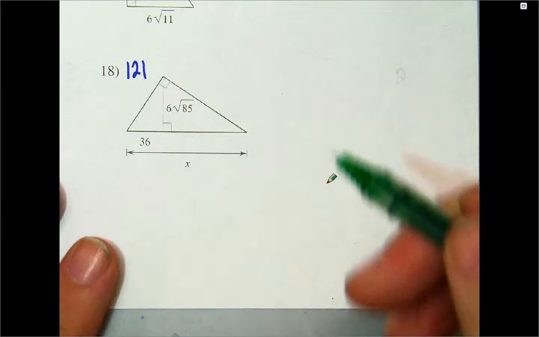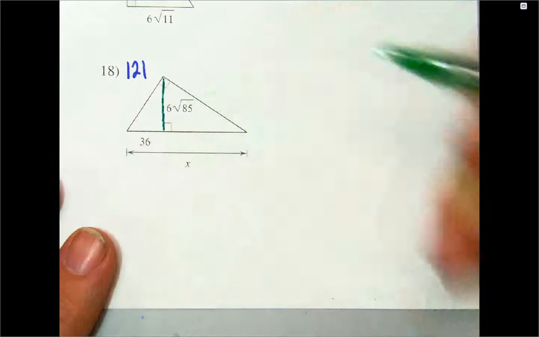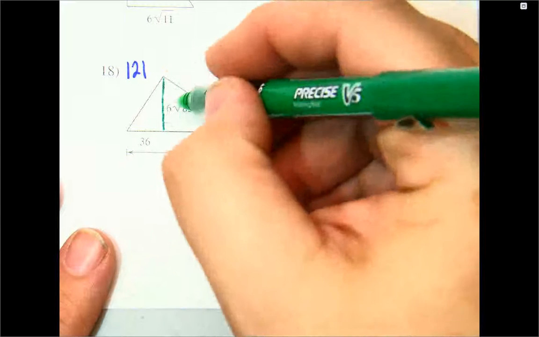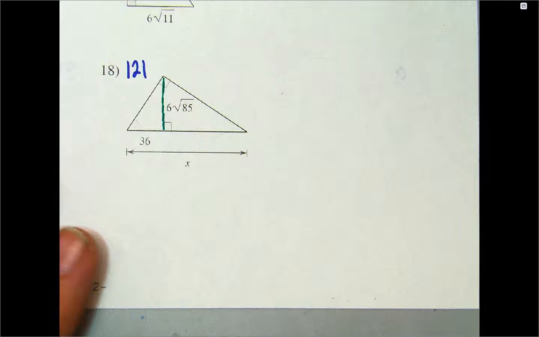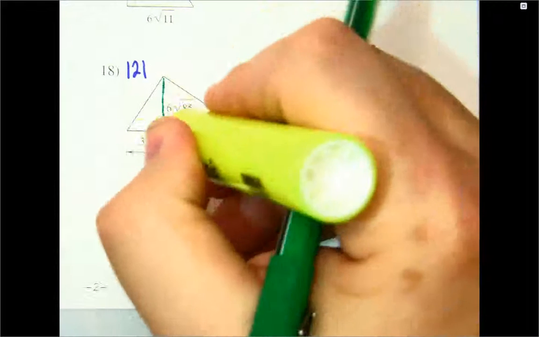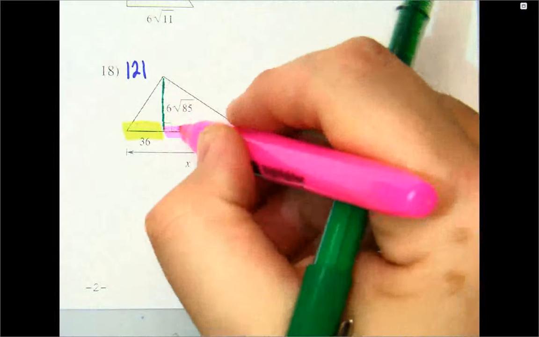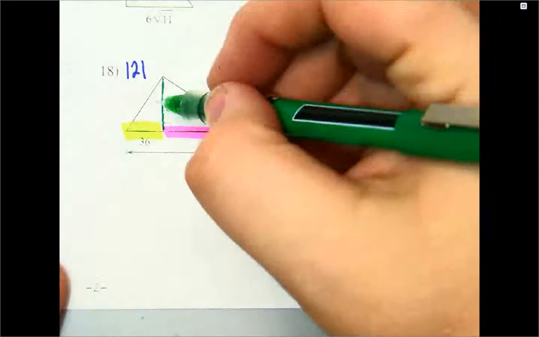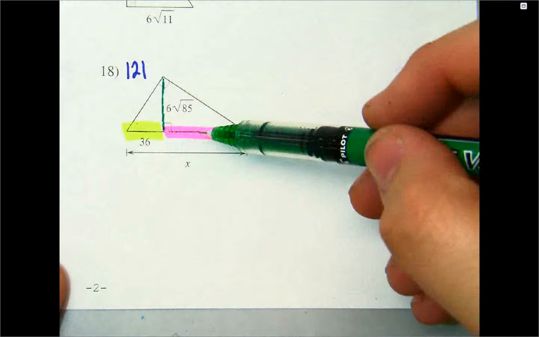Alright, for number 18 here, in this case, we have the height. So whenever you have the height, think of it like this. You have the height, you're going to multiply it by that guy right there, and that guy right there. So when you have the height or the altitude of the big right triangle, you're going to end up multiplying it by the two parts of the hypotenuse.